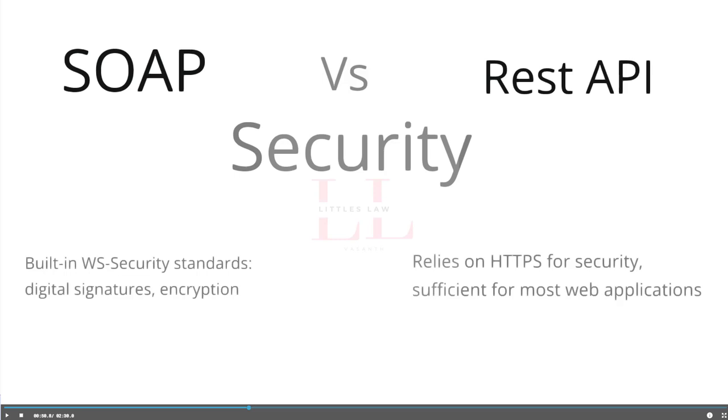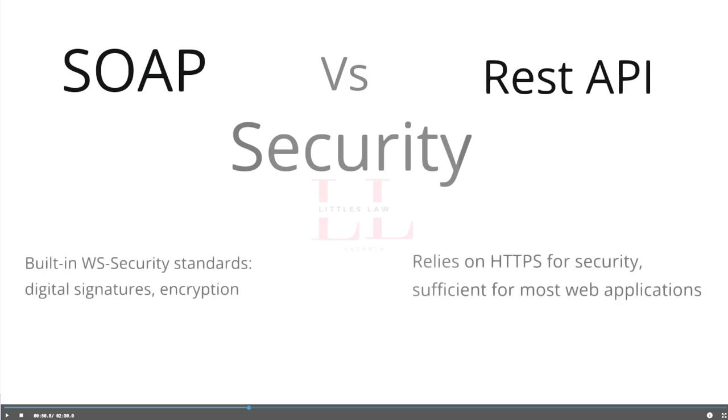REST API plays well in web applications, mainly with the HTTP protocol. So REST relies on HTTP for secure communication, which encrypts the data in transit. While this is generally sufficient for most applications, REST does not have the built-in fine-grained security features which SOAP offers.